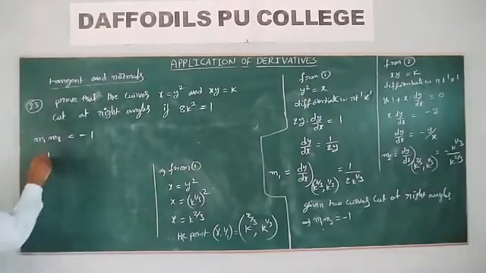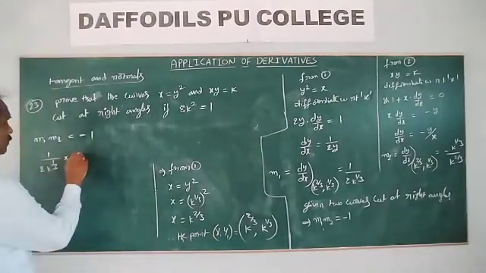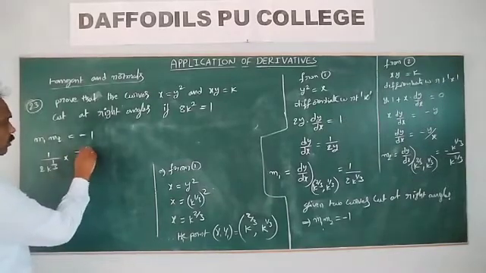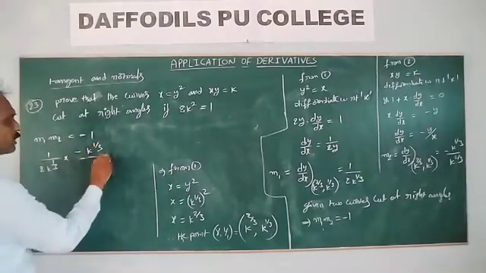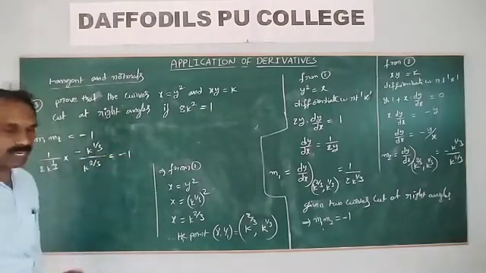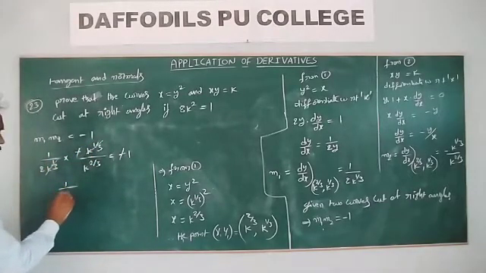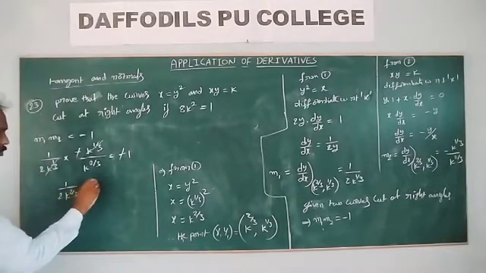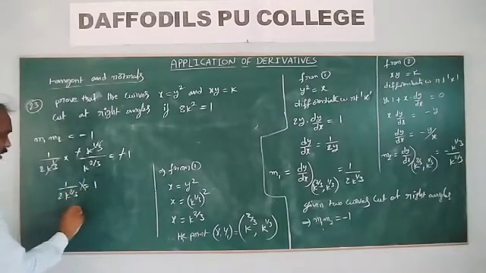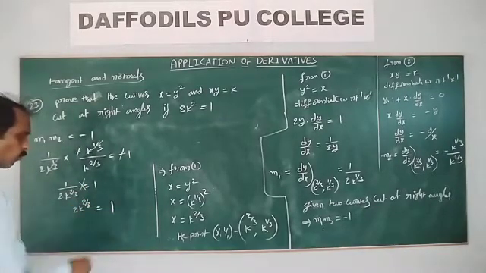What is m1? 1 by 2 into k to the power of 1 by 3, into minus k to the power of 1 by 3 divided by k to the power of 2 by 3, is equal to minus 1. Here k power 1 by 3 and k power 1 by 3 cancel. Therefore 1 by 2 into k to the power of 2 by 3 is equal to 1. By cross multiplying, 2 into k to the power of 2 by 3 is equal to 1.